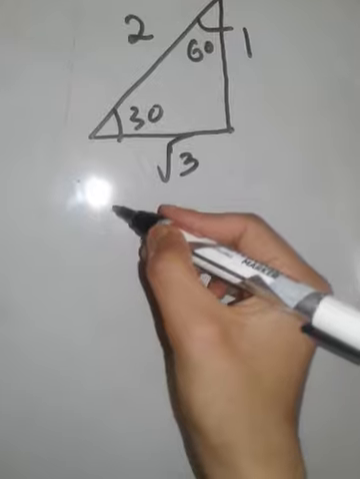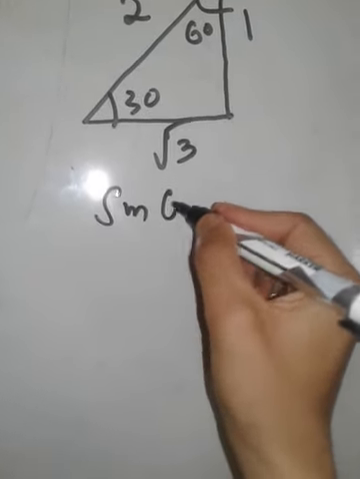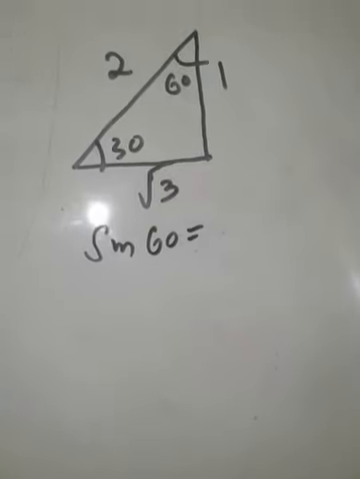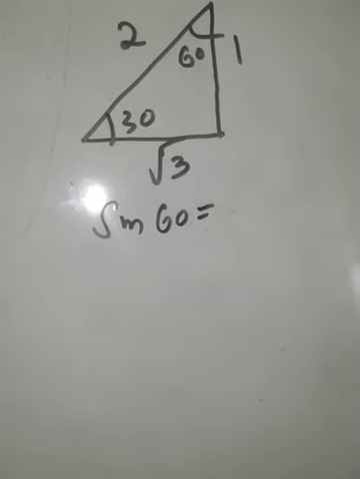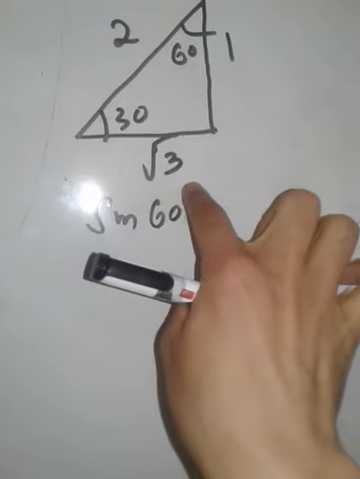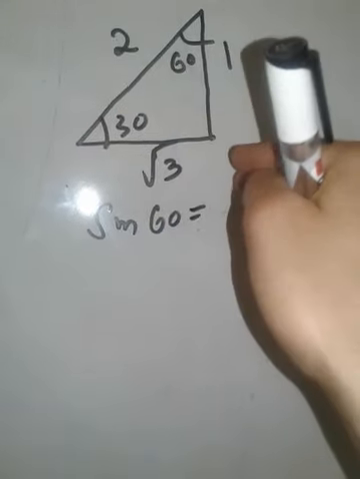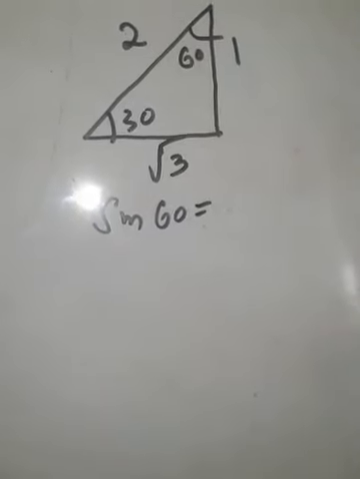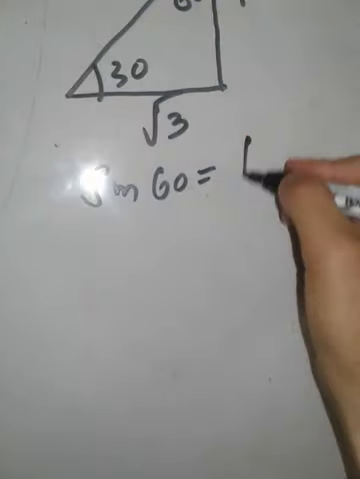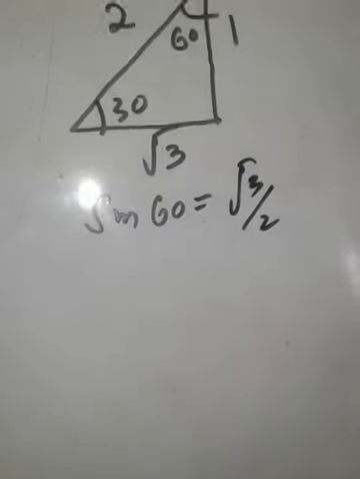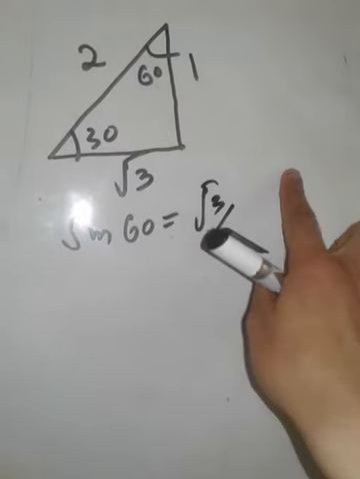Have a look. For example, if you need to find sine 60, sine is what? Sine is perpendicular over hypotenuse. This is 60, this is your perpendicular, this is your hypotenuse, because I already told you that perpendicular is the side opposite to the angle. It would be root 3 by 2. You can check in the table, the value of sine 60 is root 3 by 2.